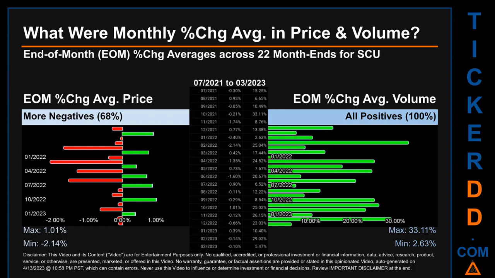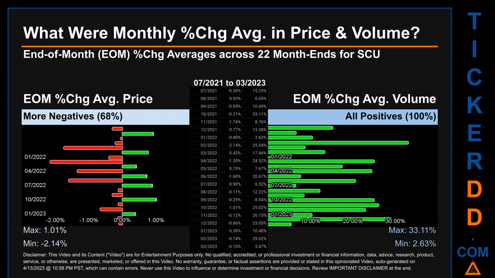What were end-of-month percentage change averages in price and volume for SCU? The monthly average of percentage change in price and in volume were calculated for each of the 22 month ends. That calculation took daily percentage changes and averaged them for each given month. If a month end came out negative, then it means that the month summarily saw a negative change.